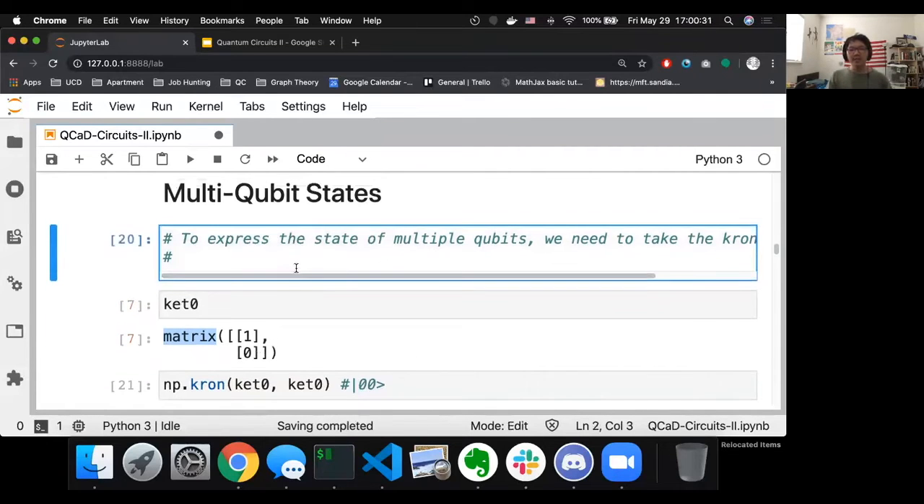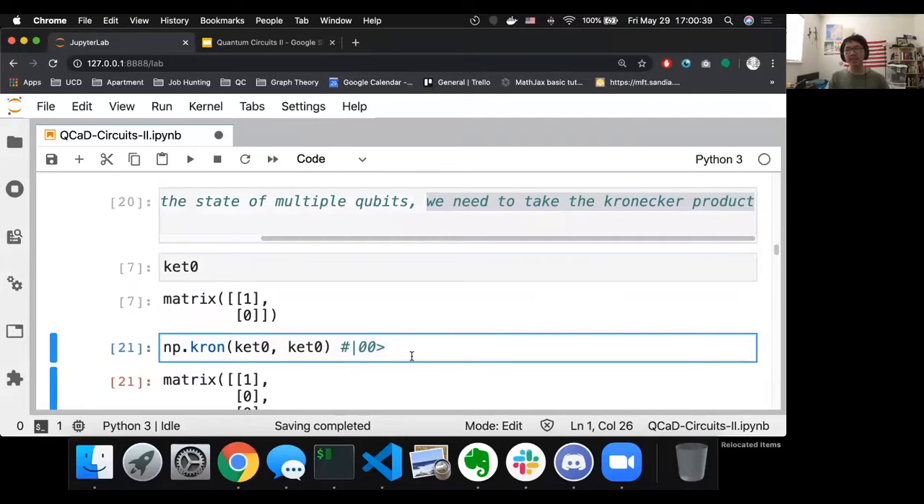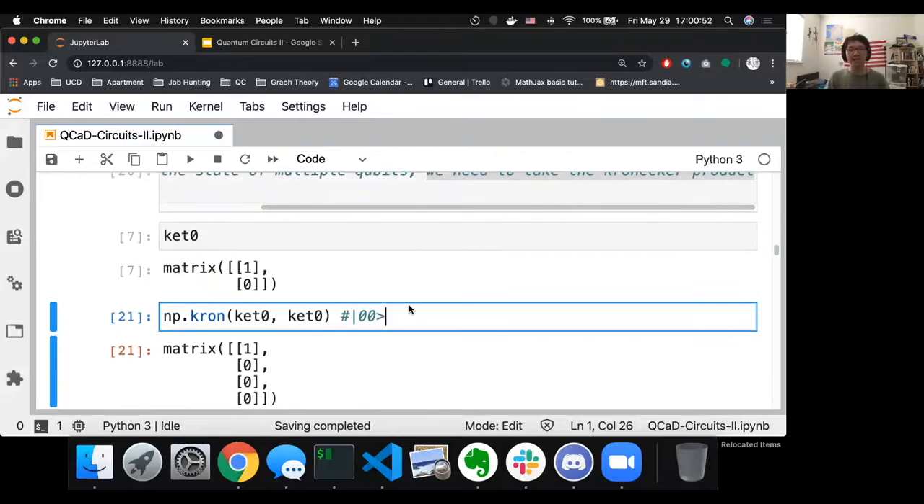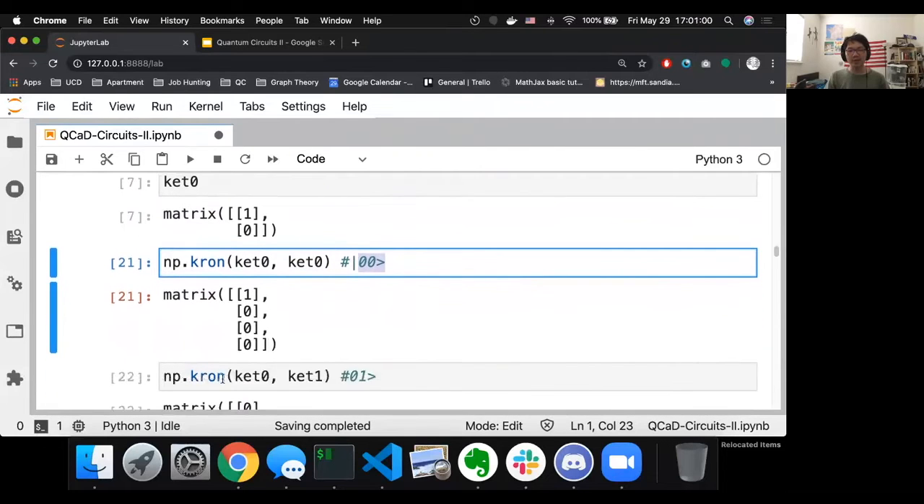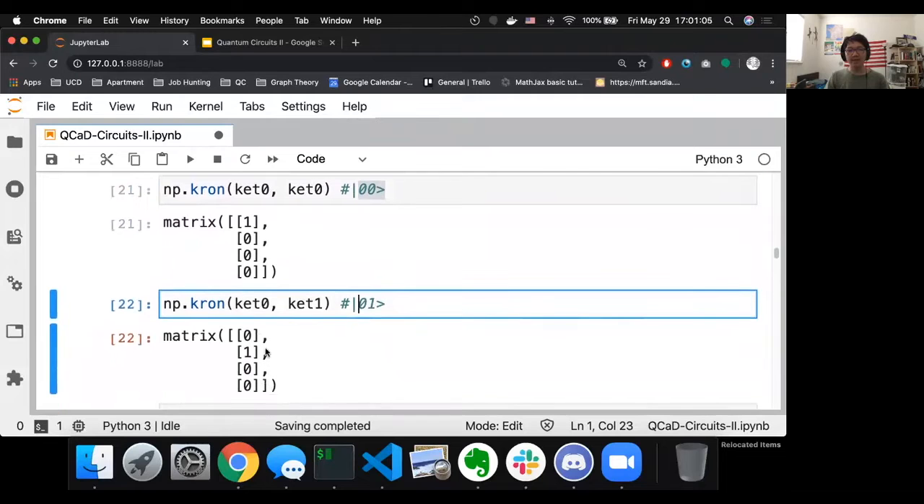So in order to express the state of multiple qubits, we have to take the Kronecker product. The Kronecker product is very similar to matrix multiplication, except at the end of your multiplication, you don't perform the element-wise addition. So you don't scrunch everything together through addition. You just leave it out as it is. So you'll notice that if I do the Kronecker product of 0 and 0, this should give me ket 0, 0, and this is what it looks like. And if I do the Kronecker product of 0, 1, I should get ket 0, 1, and it becomes this thing.